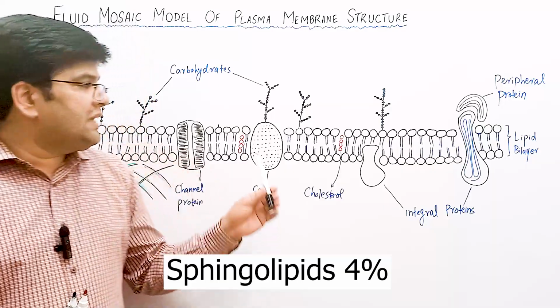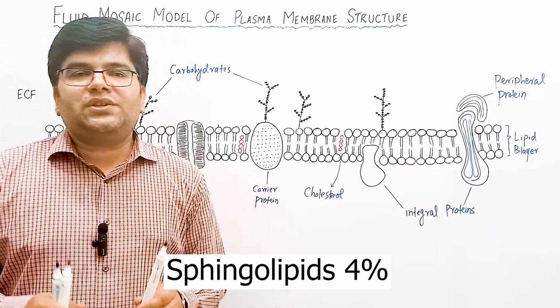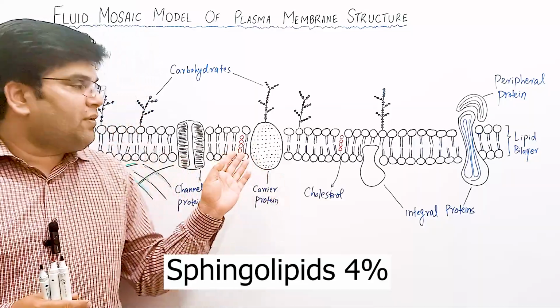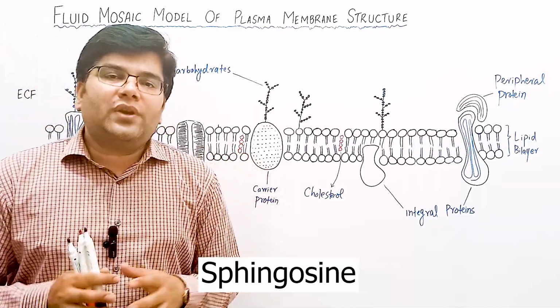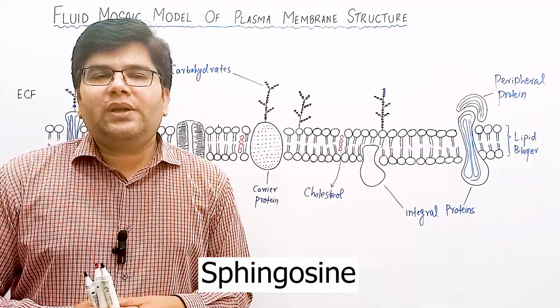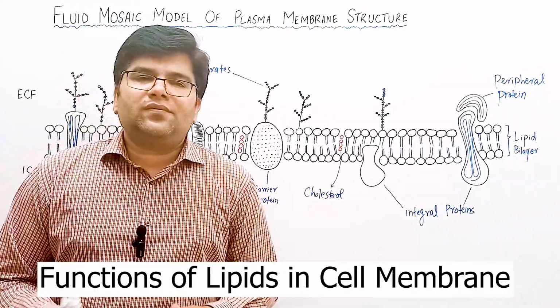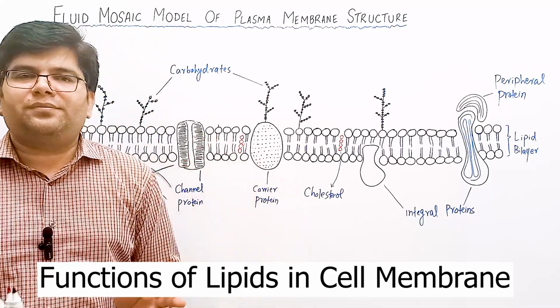Another type of lipid in our cell membrane are sphingolipids, which are just 4% of the total mass of membrane. Sphingolipids have a special type of alcohol which is called sphingosine, as compared to glycerol alcohol which is present in phospholipids. Let's discuss some functions of lipids in the cell membrane.